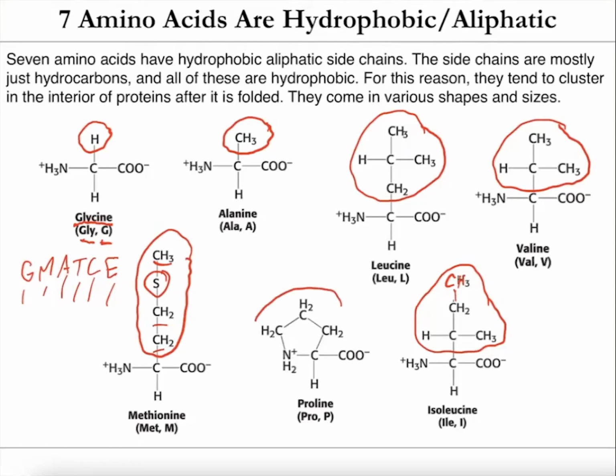And then you have this interesting one here, proline, and that's the only one where it actually forms a ring, where it comes back and bonds with the amino group on the amino acid. So these are the 7 amino acids that are hydrophobic and called aliphatic because they're just made out of, for the most part, hydrocarbon chains with no aromatic structures.